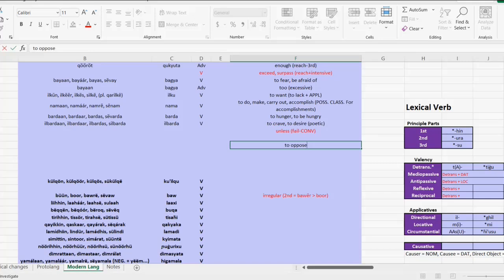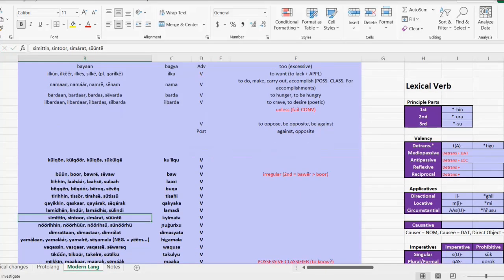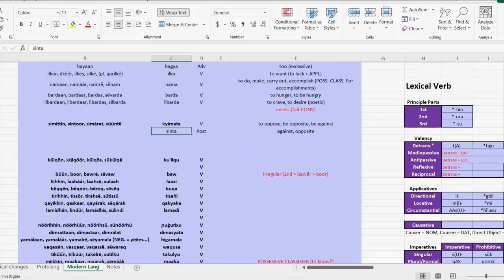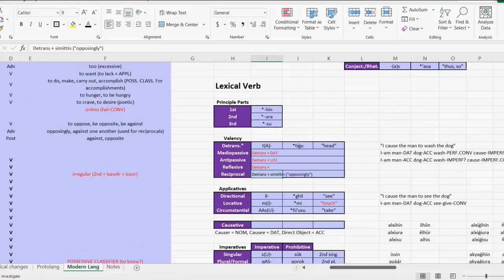So we could have a verb that means to oppose, or just to be opposite, or to be against, and that could very easily give rise to a postposition that means against or opposite. I think I like this simitin form, which for the postposition would be sinta. I think, again, that the first principal part would make the most sense here. You carry out the action while opposing each other. So whenever you have a reciprocal construction, you just add simitin.